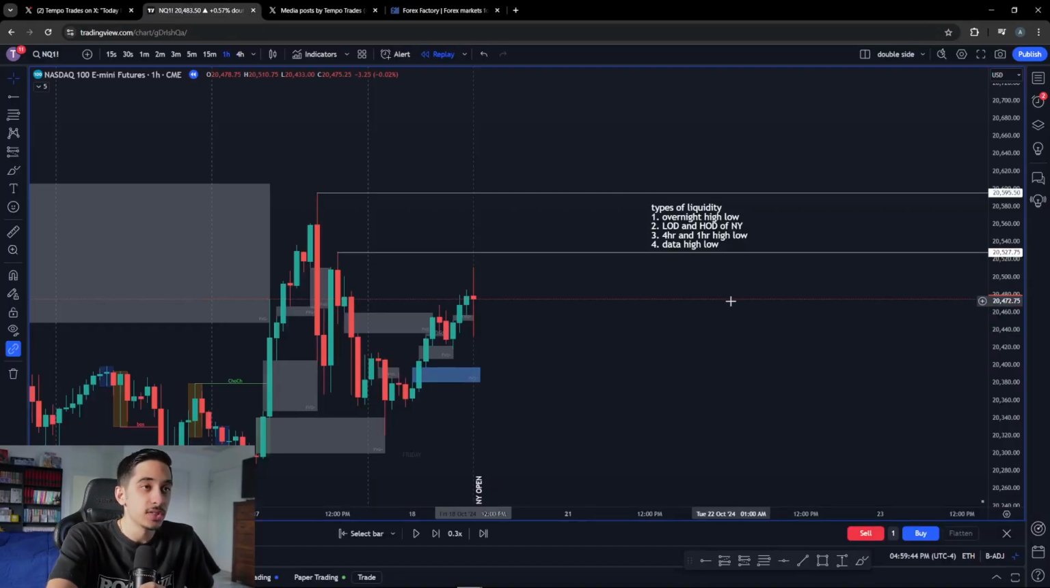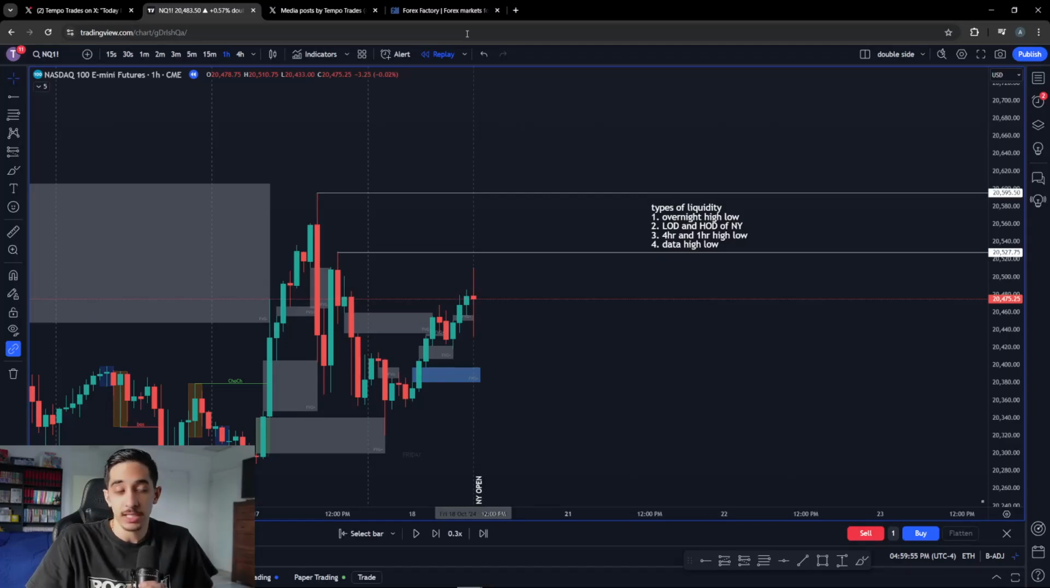Now, you're not going to see this sort of play develop as often just because we don't have enough high impact news to create these wicks as often. But whenever they do come out, the win rate's extremely high. So that's pretty much it, guys. That's the liquidity video. Short and simple.